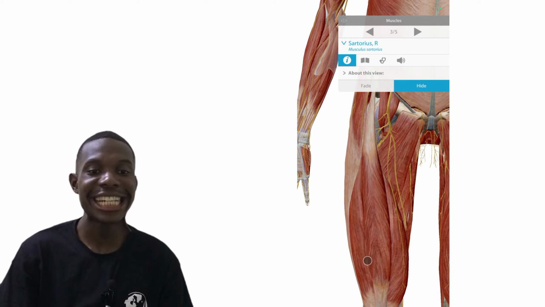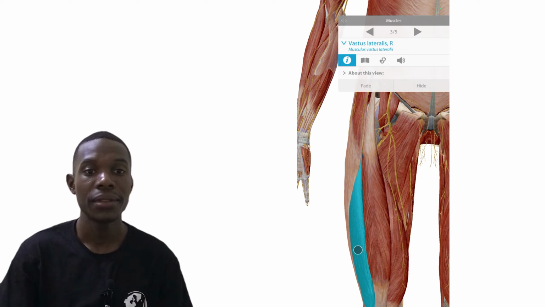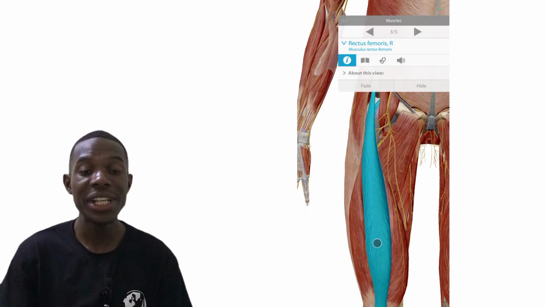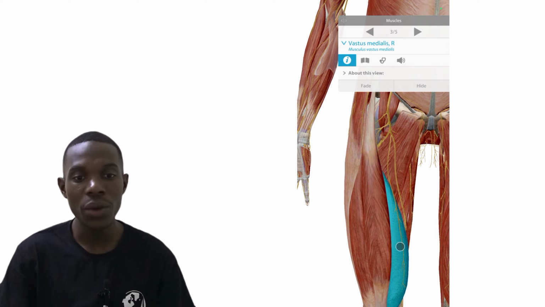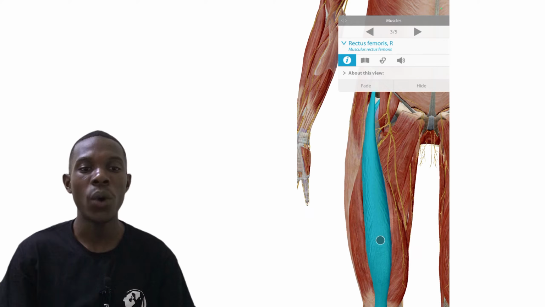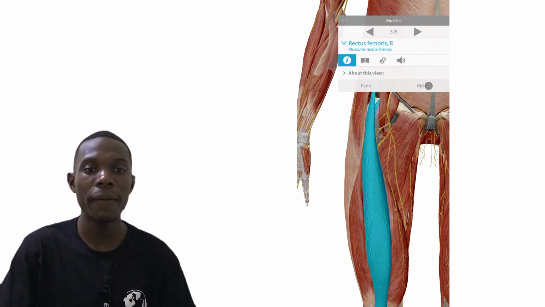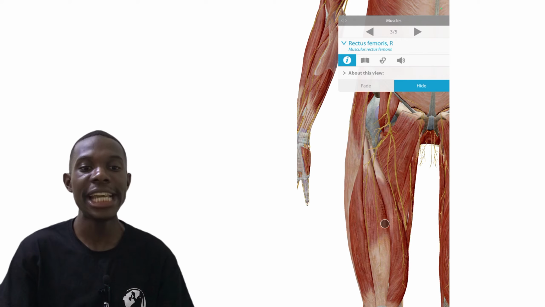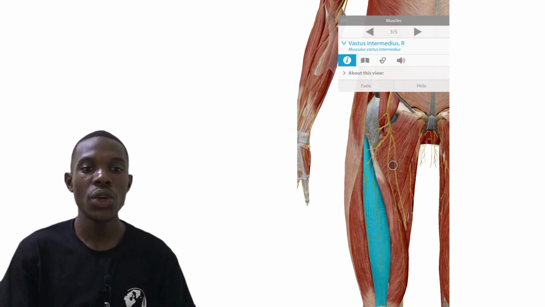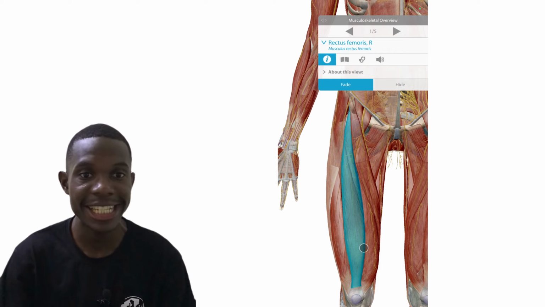So moving from lateral to medial, this muscle is your vastus lateralis, and then this one, which is a bit superficial, is your rectus femoris. And then this one, which is the most medial portion of the quadriceps muscle, that's your vastus medialis. And then if we hide the rectus femoris, we are going to appreciate the vastus intermedius. So the four of them, see there.